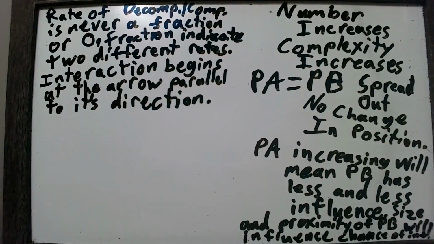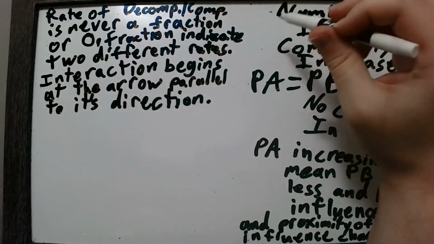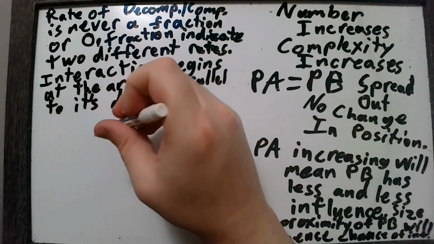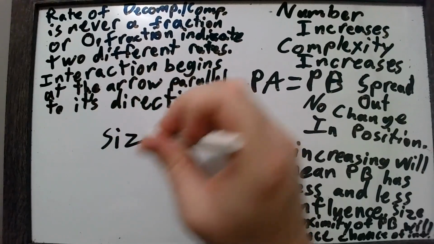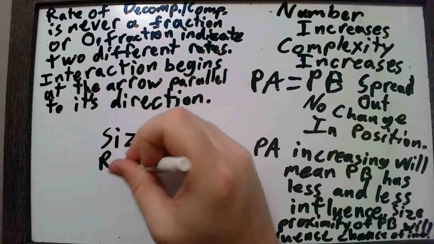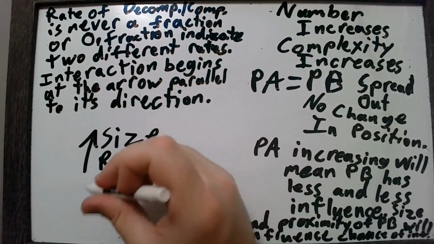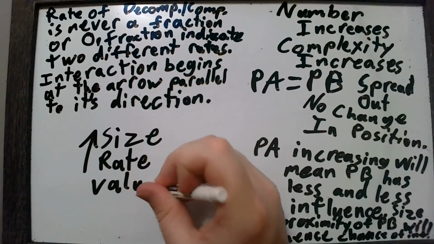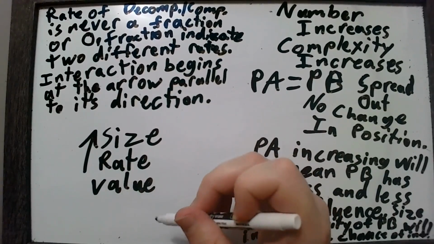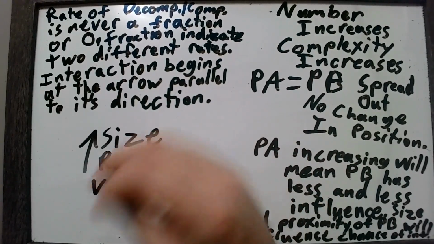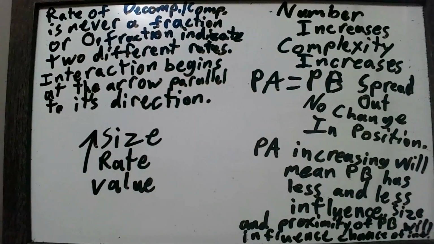Okay, this section is going to be on compression. Now, as the number increases, complexity increases. What this means is that the size and rate of compression, as those increase, the number of values inside of the pressurized unit increases. What that means is that as the number increases, the number of possible values increases.